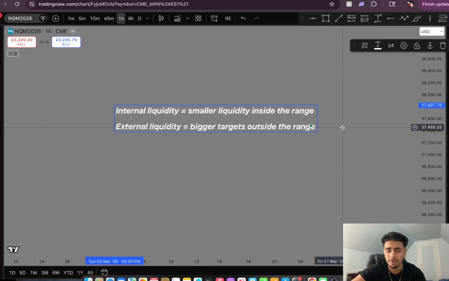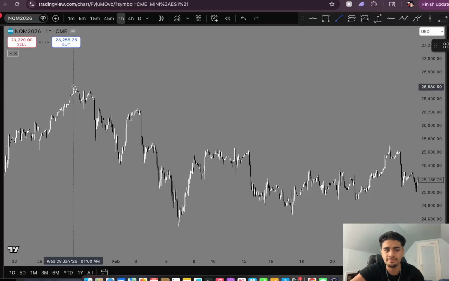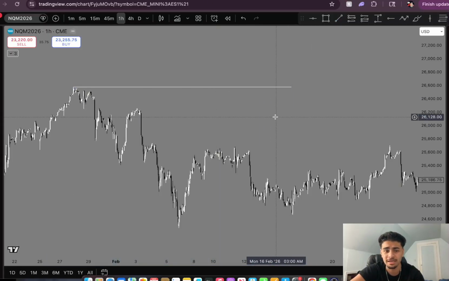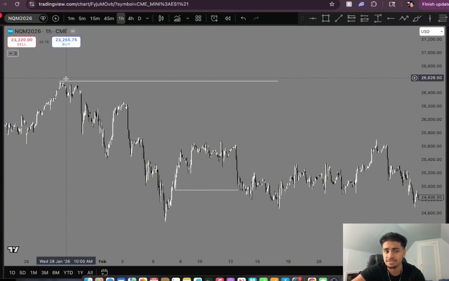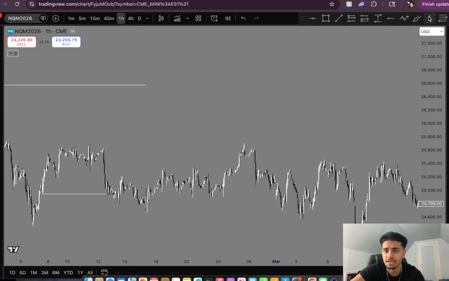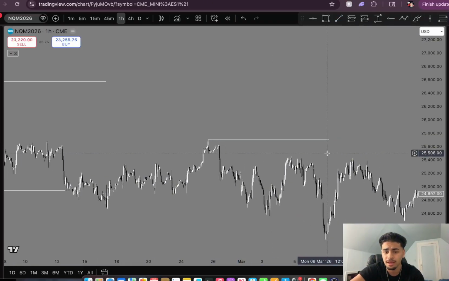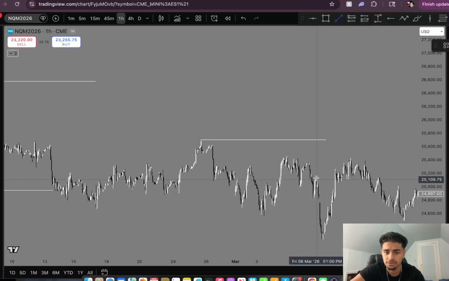Before we get into that, I want to explain what internal liquidity and external liquidity are. Internal liquidity is small liquidity inside the range. They are still highs and lows, but they're the ones inside of the leg, so they're not as obvious. External liquidity are the highs and lows that are super obvious. I'll show you guys an example real quick. This high would be external liquidity, and this would be internal liquidity because it's inside of the range and this is outside of the range. Here, I'll show you guys another example. External liquidity, and then this would be internal liquidity.